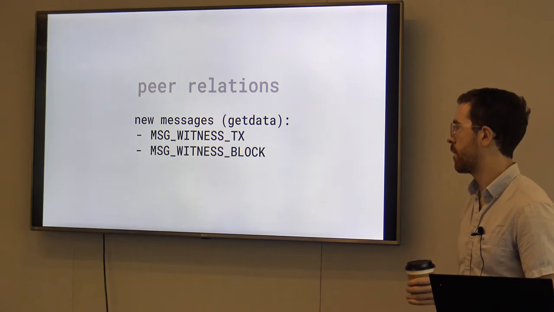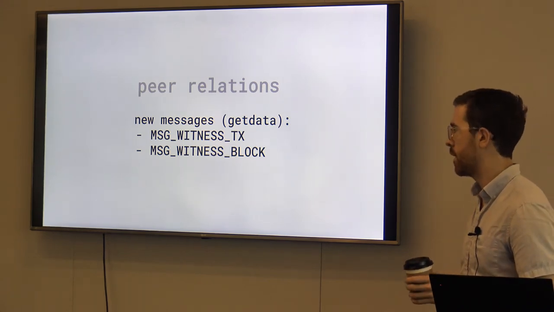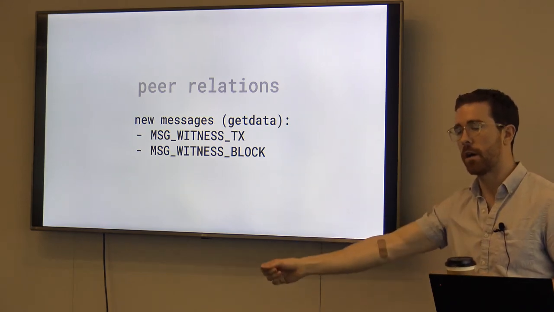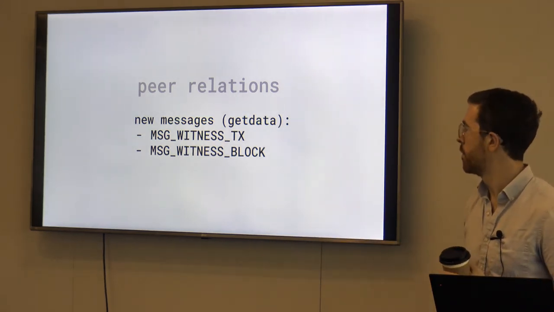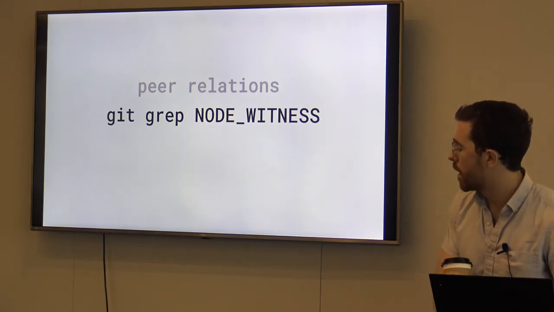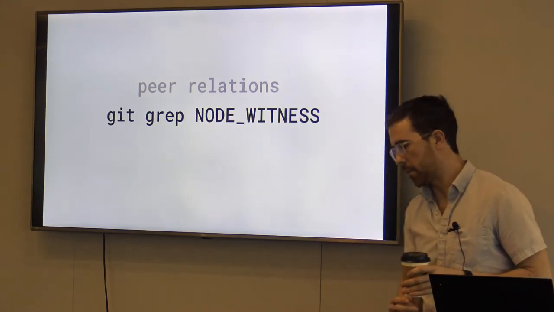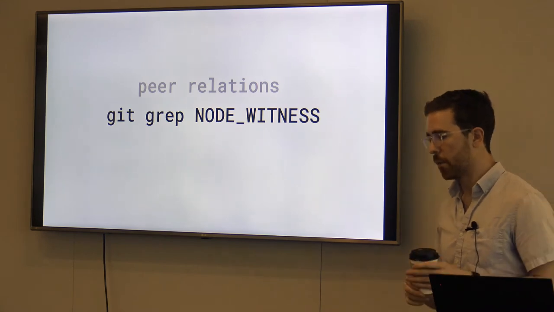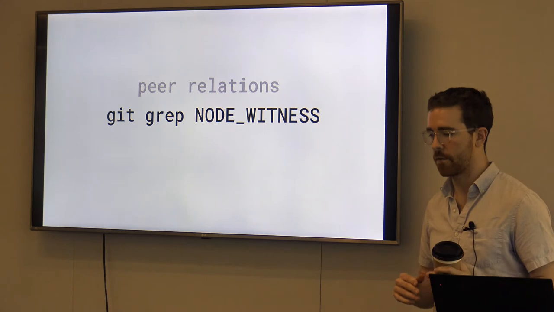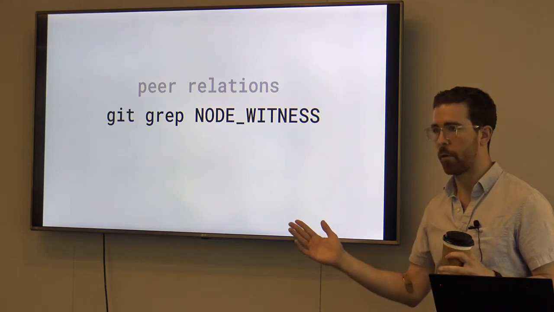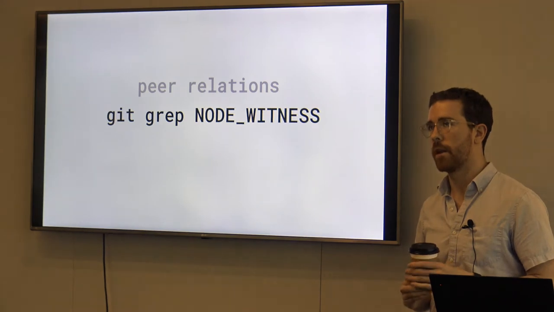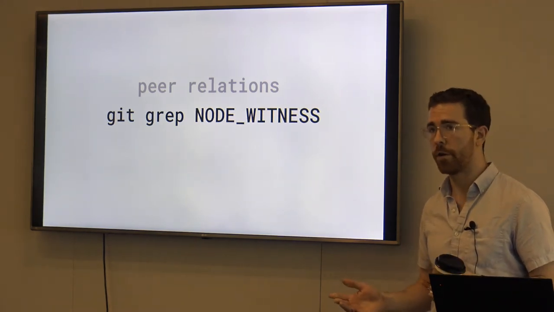Basically we just introduced a few new inv types to use with getdata, where you're signaling, hey, I want a witness transaction, hey, I want a witness block in the new SegWit format. So nothing really big there. Another thing that happened is we introduced this service bit, which is a mechanism for saying to your peers what parts of Bitcoin you support. Other examples of service bits are whether or not you're a pruned node, whether you can offer someone blocks.